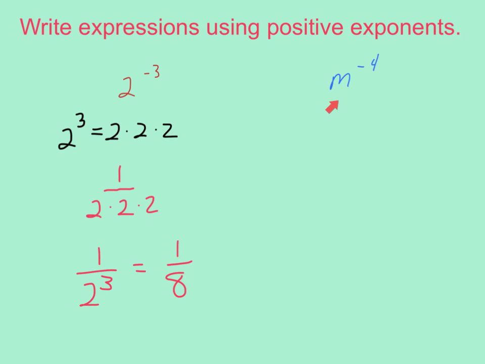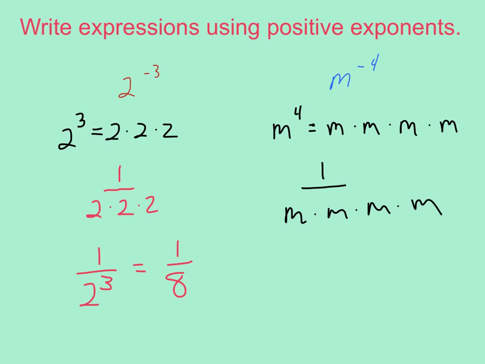So let's take a look at this one here, m to the negative fourth power. So we know that m to the fourth power would look like this. I'm multiplying m by itself 4 times. And we know m to the negative fourth power would mean 1 over m times m times m times m, which would be the same as 1 over m to the fourth power, just like that.